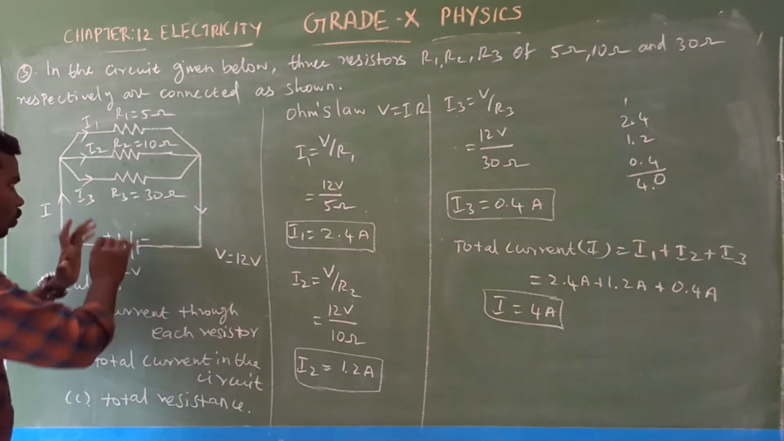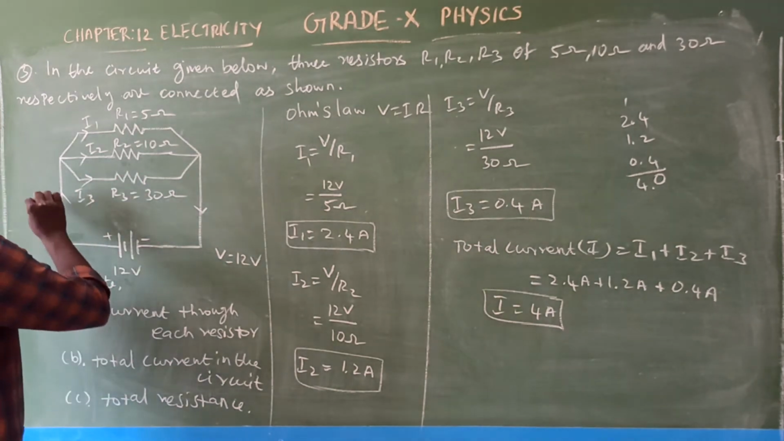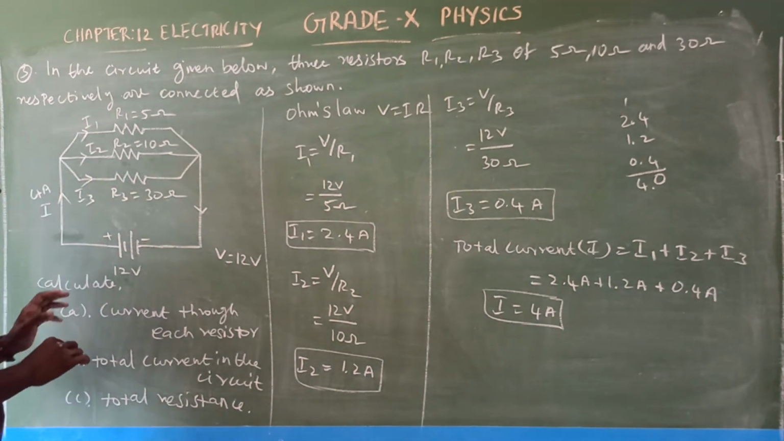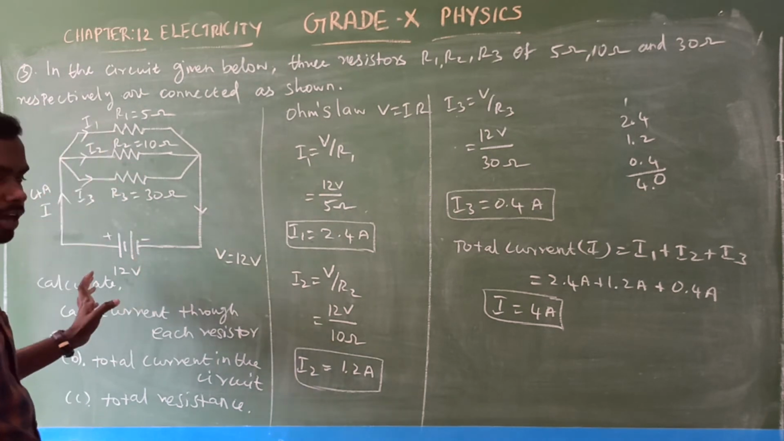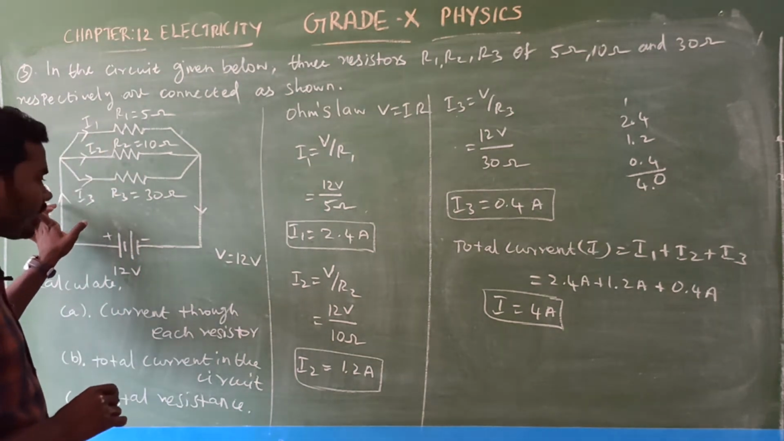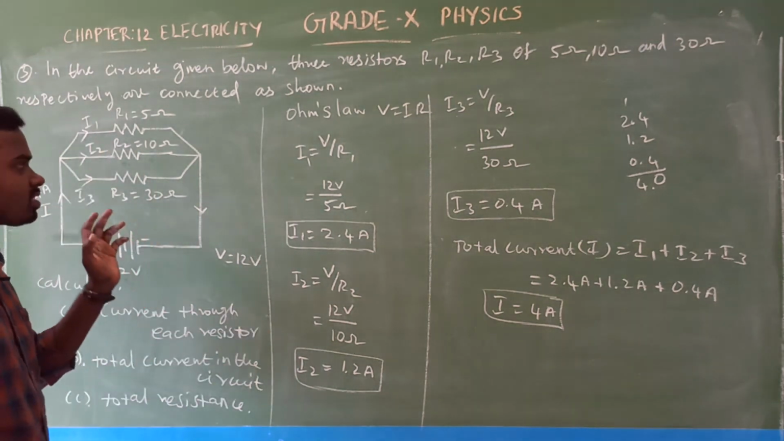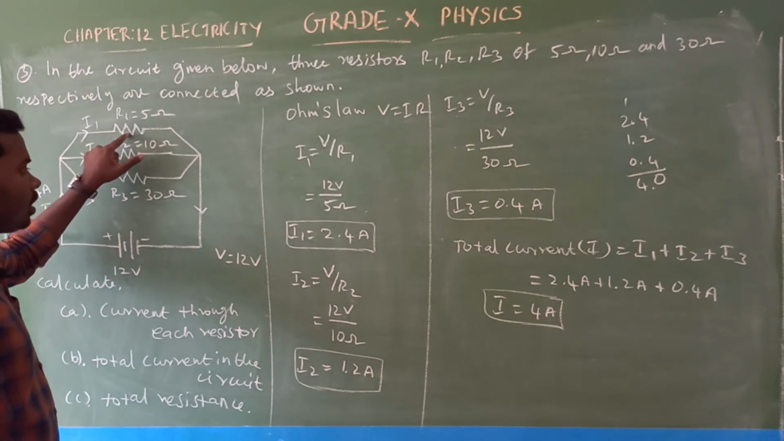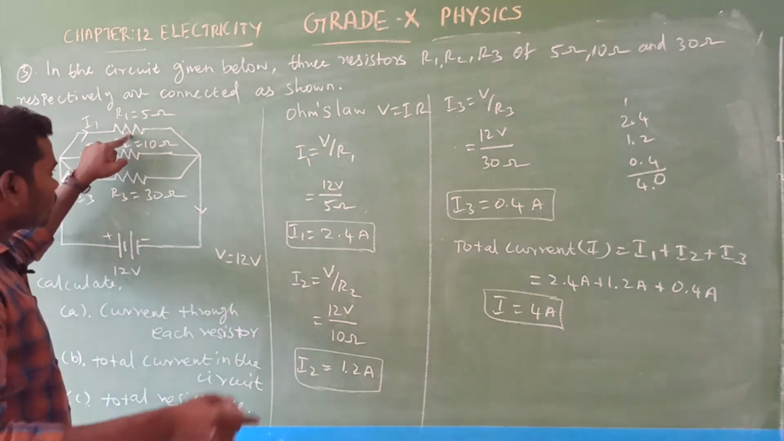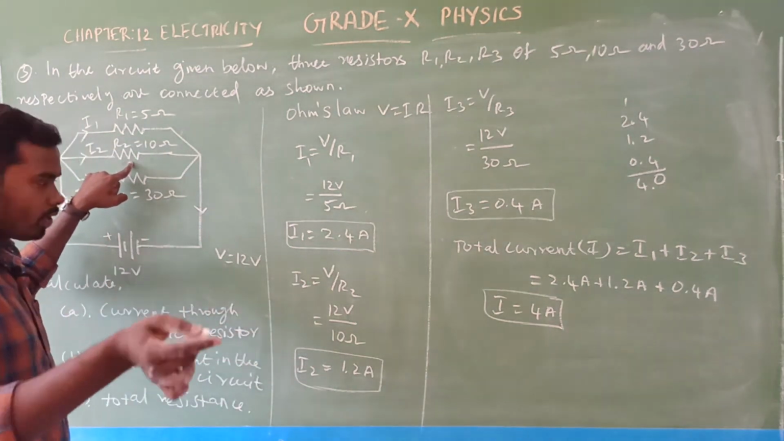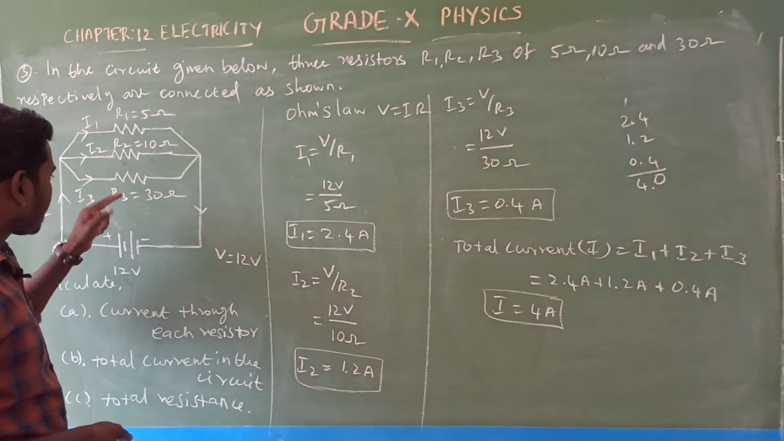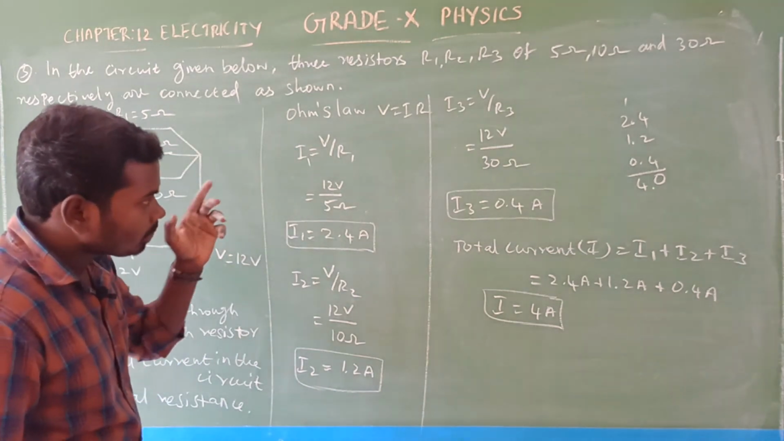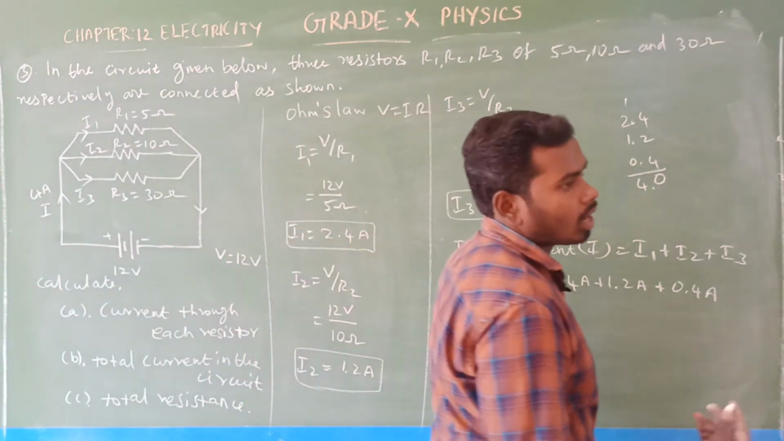So here, throughout the circuit, 4 ampere current is flowing. This 4 ampere current gets distributed based on the resistor's value. So across the resistor R1, 2.4 ampere current is flowing. Across the resistor R2, 1.2 ampere current is flowing. Next, across the resistor R3, 0.4 ampere current is flowing.